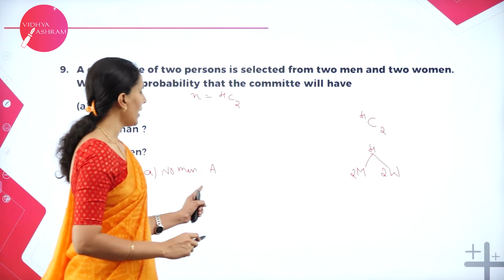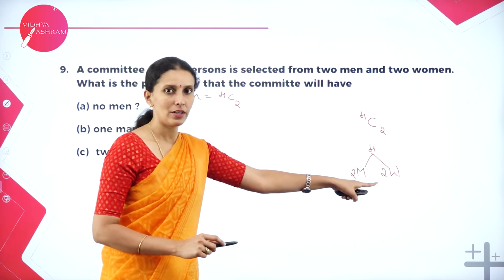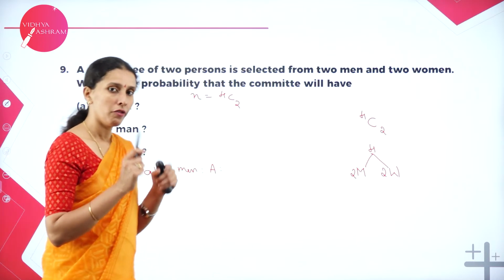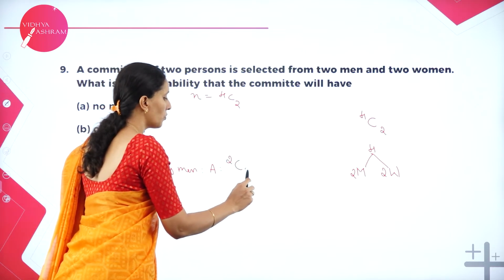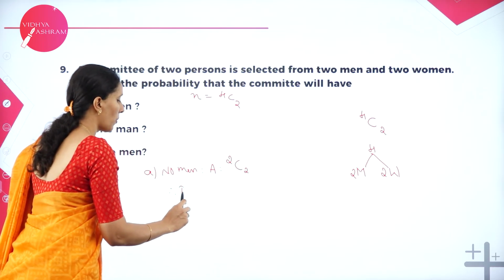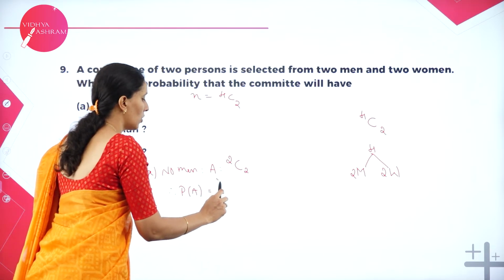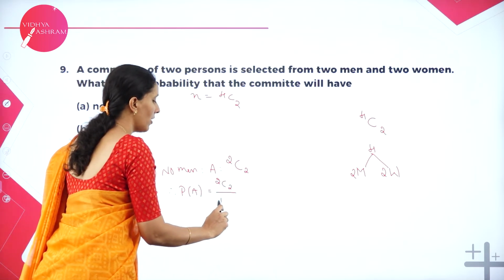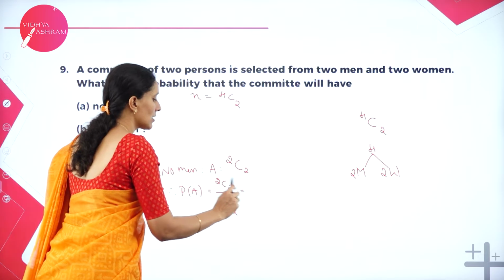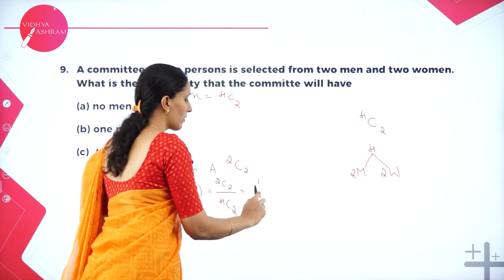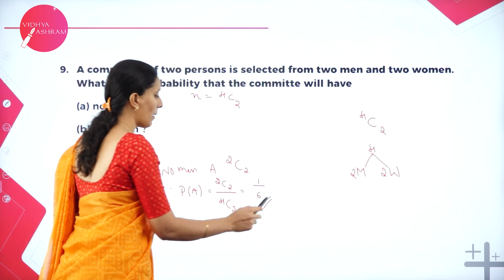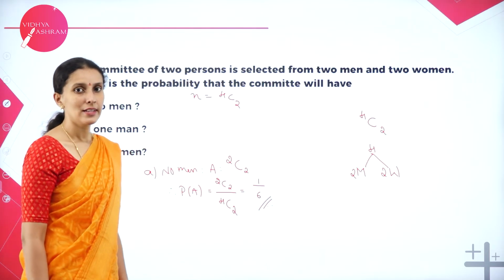Then how can I choose from these 2 men and 2 women? That is, I have to choose women only. So out of 2 women, I have to choose 2 women only. Therefore, probability of A here is 2C2 divided by 4C2. So 2C2 value is 1 and 4C2 value when you calculate it is 6. Therefore, the probability value is 1 by 6.